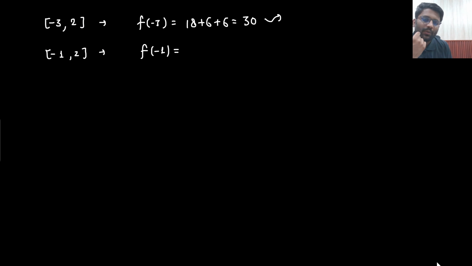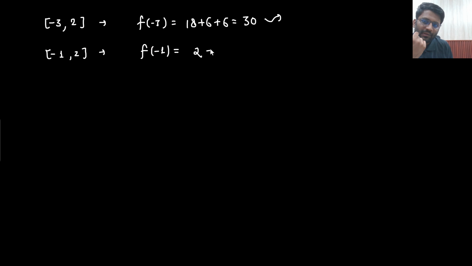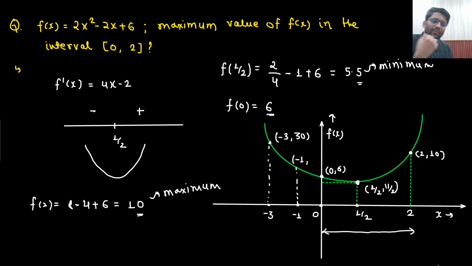So always we need to consider the boundary points as well. So minus 1, what value will you be getting? At minus 1 you will be getting 2, and then here also 2, and then 6. What is the value you are getting? 10. And what was the value of f of 2? f of 2 was also 10, no? f of 2 was also 10.